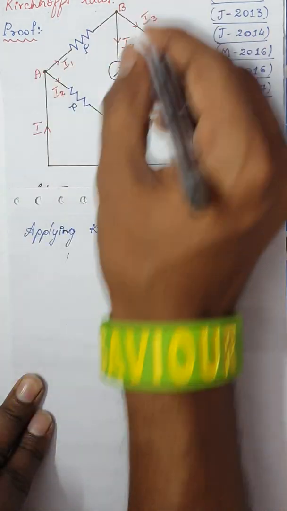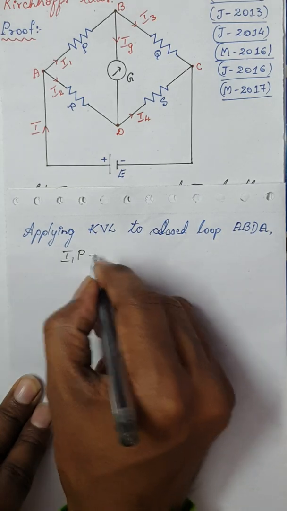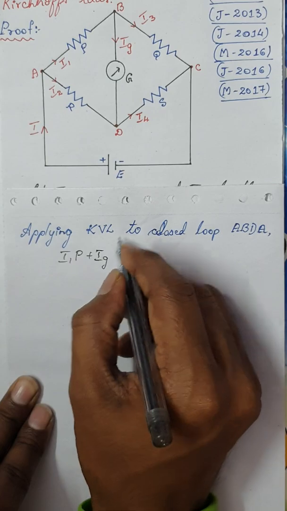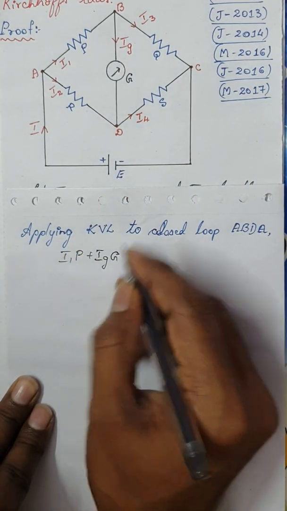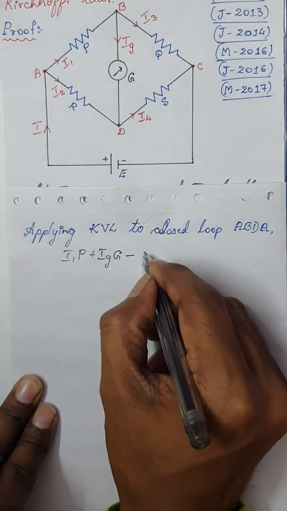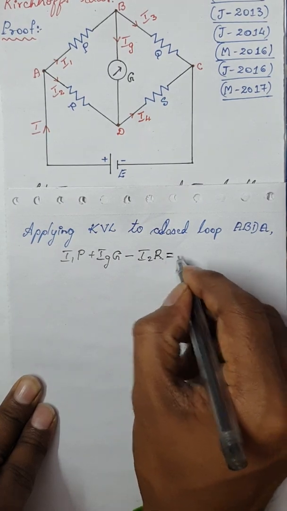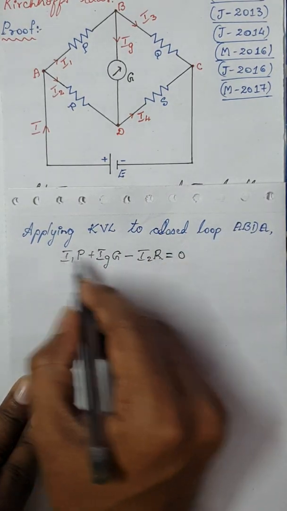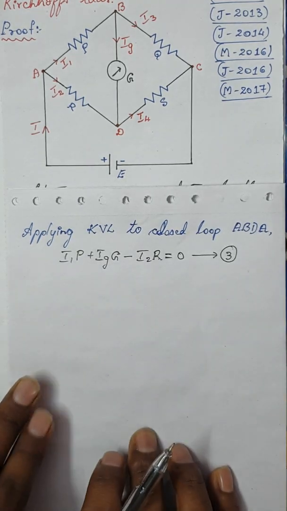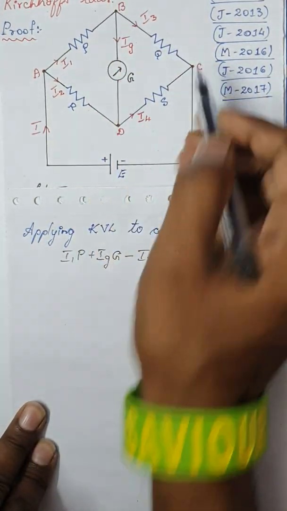So you look here. It is I1 into P, plus IG, the current along the galvanometer, into G, because this is following the same direction. Because I2 is in the opposite direction, this will be minus I2 into R. So this will be equal to 0. Why? KVL says that sigma V is equal to 0. Let me take it as equation 3. In the same way, let me apply KVL to the closed loop CBDC.